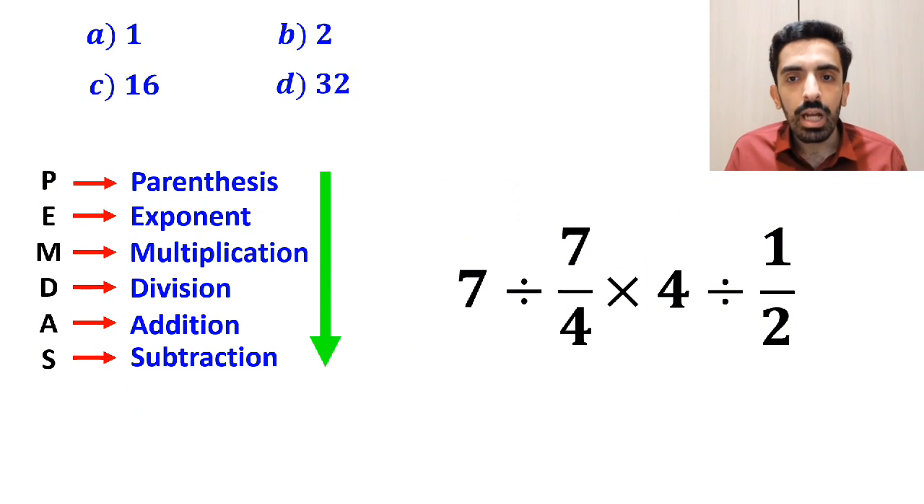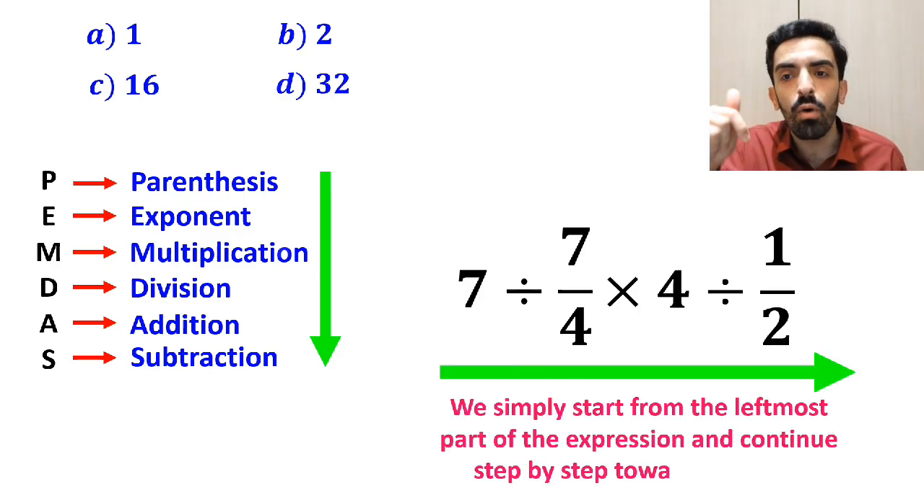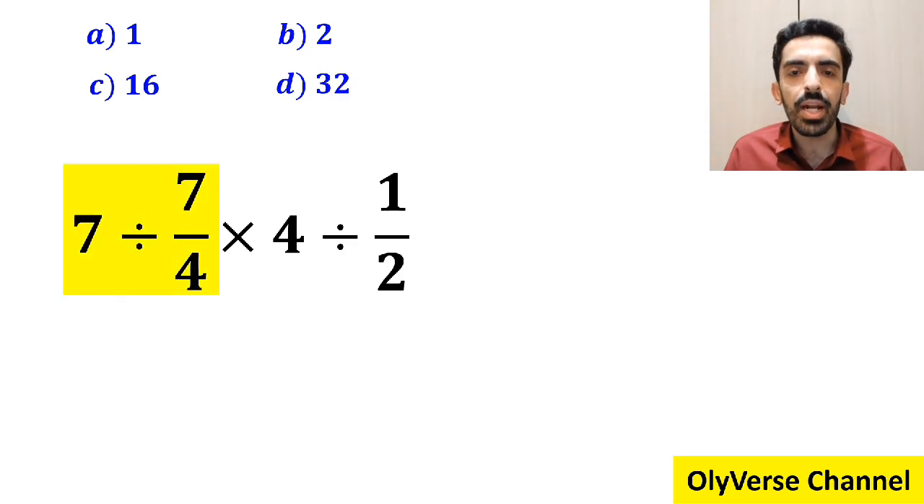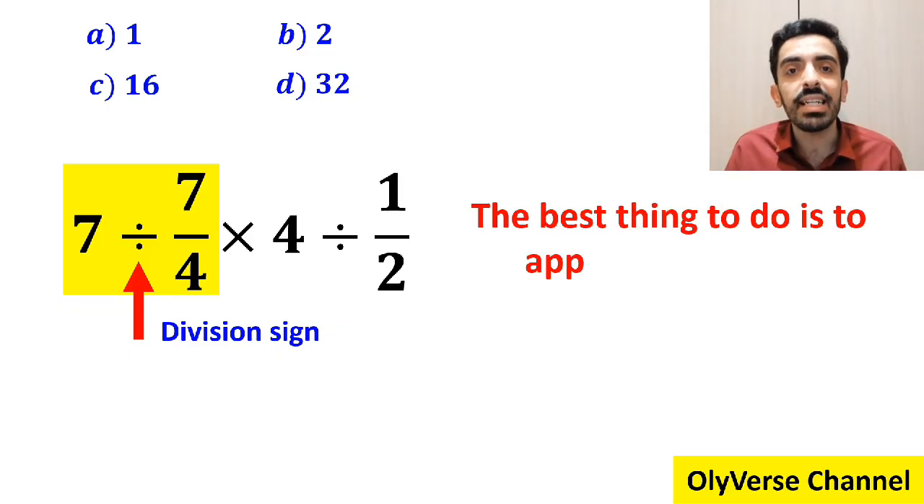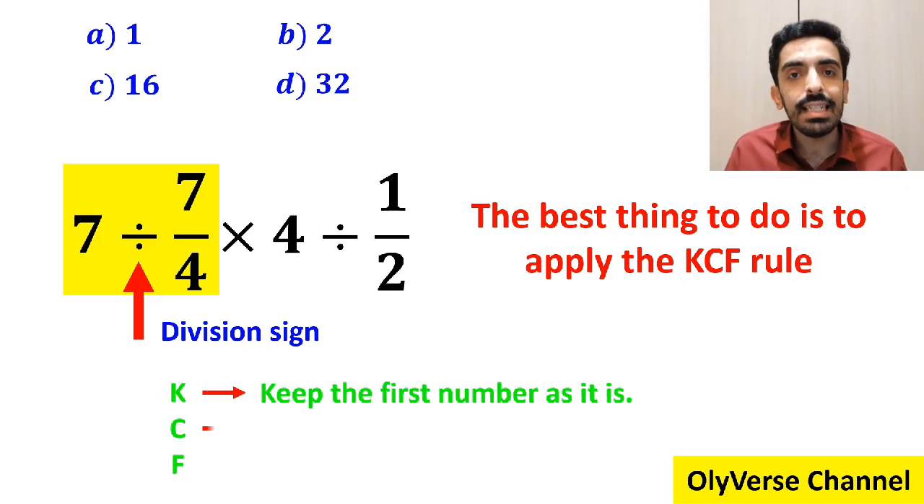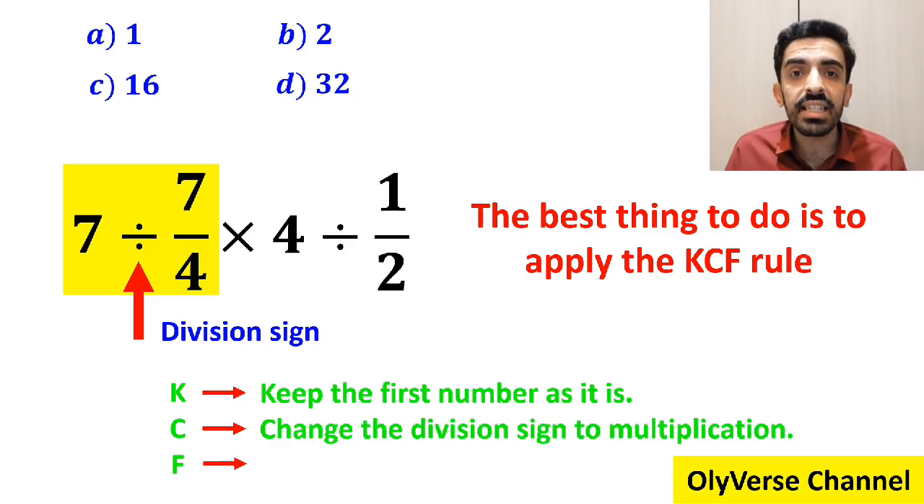In this situation, we simply start from the leftmost part of the expression and continue step by step toward the right. So, we begin with the expression 7 divided by 7 over 4, which I have marked in yellow. Okay, whenever we see a division sign between two terms, the best thing to do is to apply the KCF rule. In this rule, K stands for keep the first number as it is, C stands for change the division sign to multiplication, and F stands for flip the second fraction.